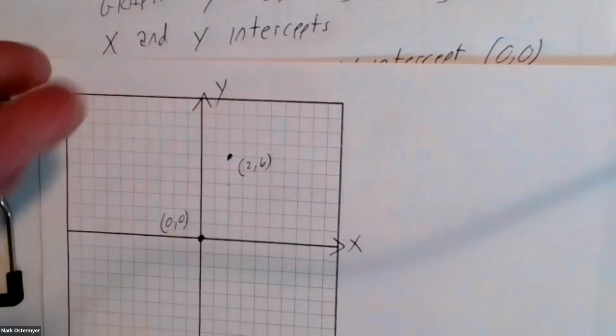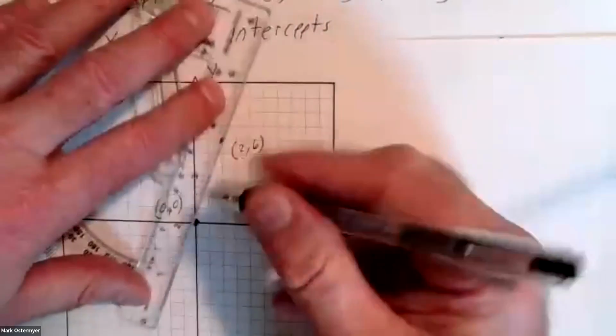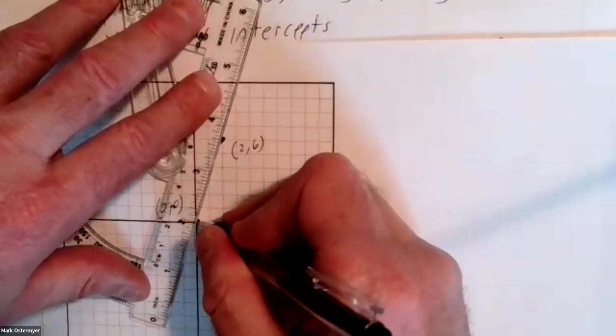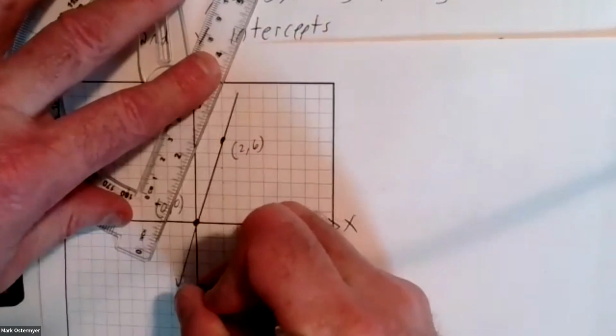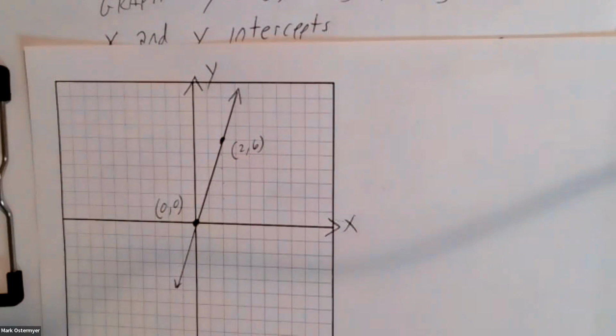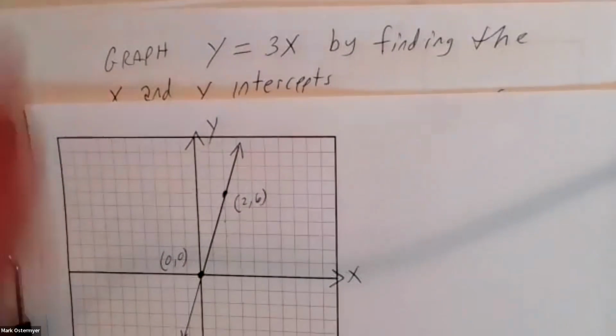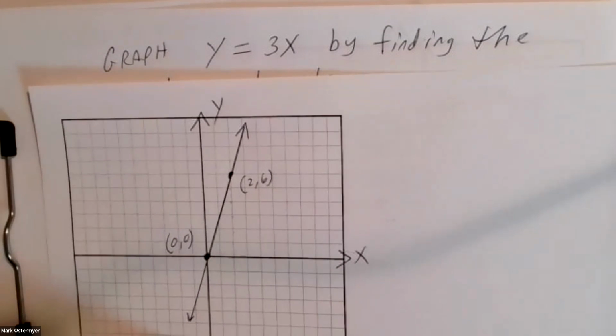So I'm going to take a ruler and I'm going to put a line through these points here. And ladies and gentlemen, you are looking at the graph of that linear equation, y = 3x. That is the graph of that linear equation. It's that line. Any questions how we did that problem? All righty.